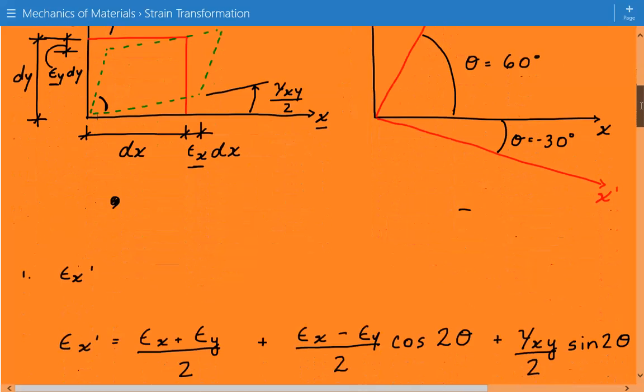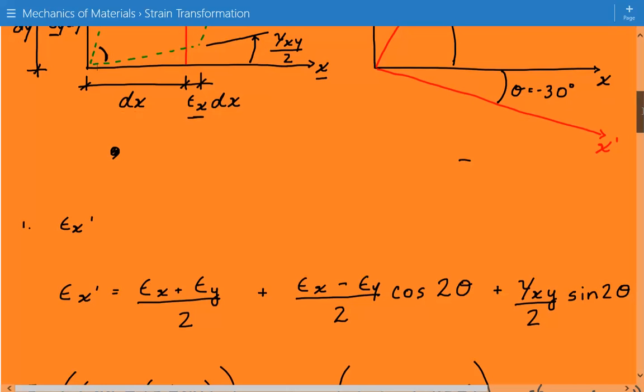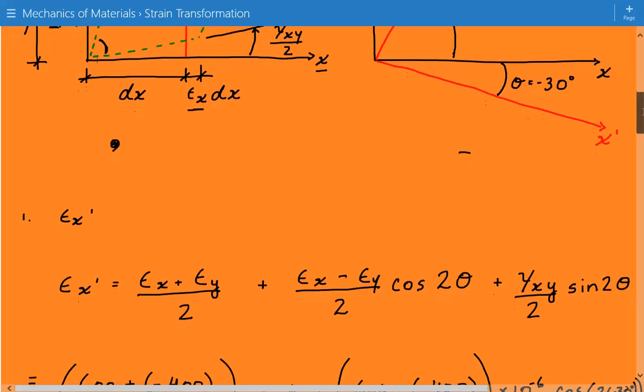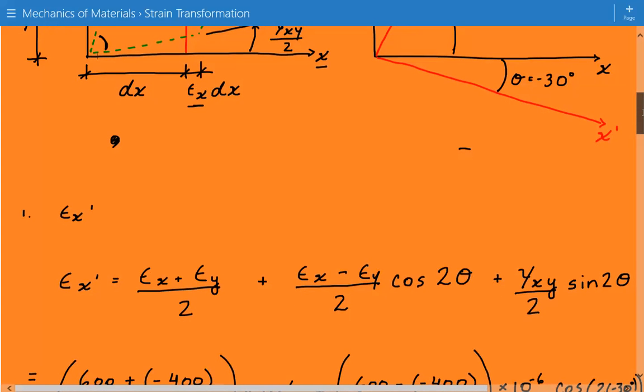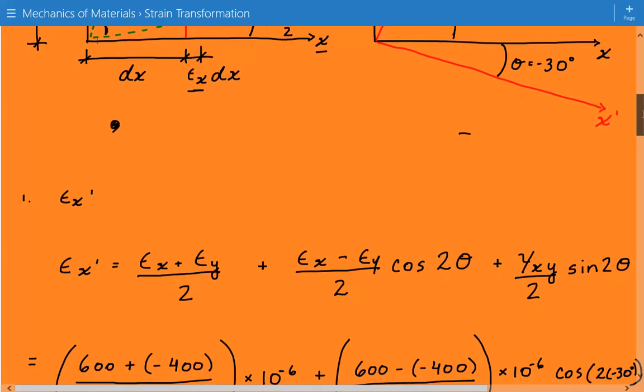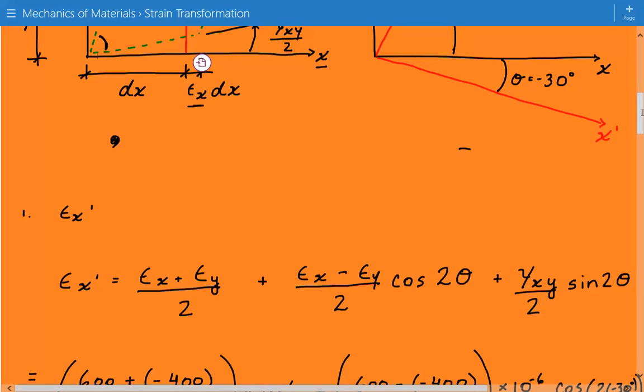So the first thing we're going to do is calculate the transformed strain in the normal x direction. So here's a formula for calculating strain in the new coordinate system. It's going to be equal to epsilon x plus epsilon y divided by 2, plus epsilon x minus epsilon y divided by 2 times cosine of 2 theta, plus the shear strain divided by 2 times sine of 2 theta. So it's simply just plugging in the numbers.